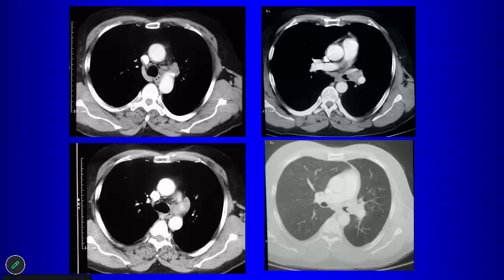You're going to shake your head back and forth? Yeah, they look tree-in-bud. They're centrilobular ground glass opacities. So that's bronchiolitis from obstruction of the airway. Okay, so it's not metastatic disease.